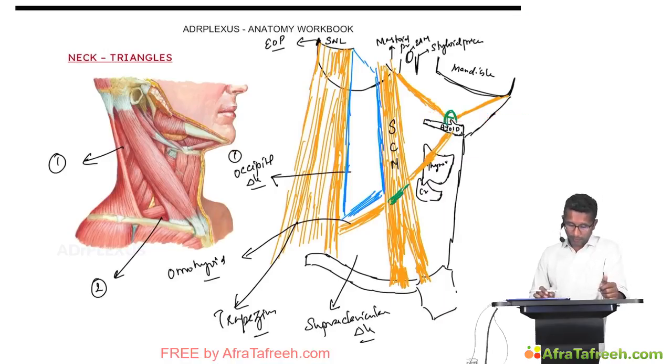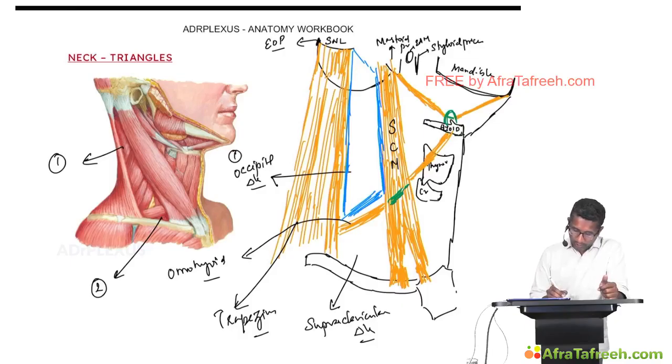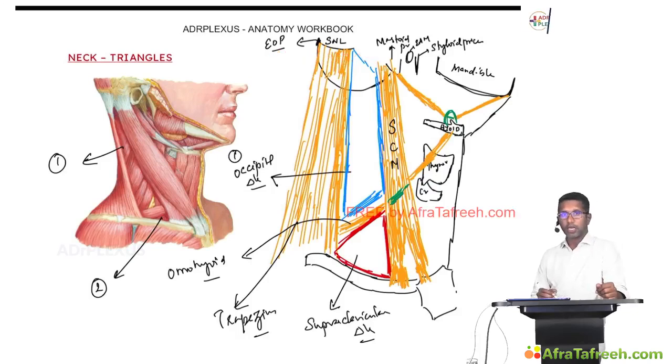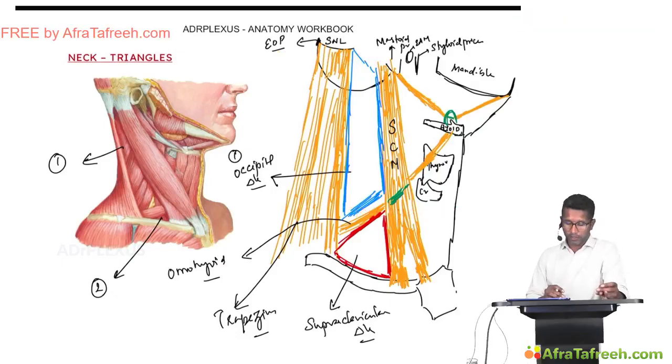So this is about the occipital triangle. When you come to the supraclavicular triangle, it is bounded anteriorly by the sternocleidomastoid. I'll just put it in a different color. It is bounded posteriorly by the inferior belly of the omohyoid, and it is bounded inferiorly by the clavicle. So this is about the supraclavicular triangle.